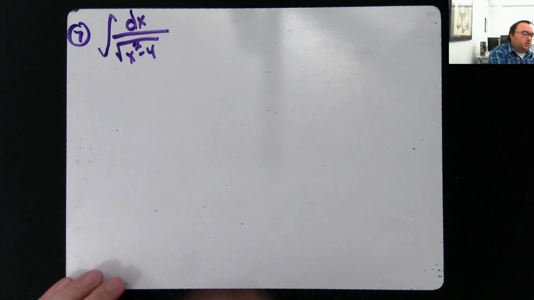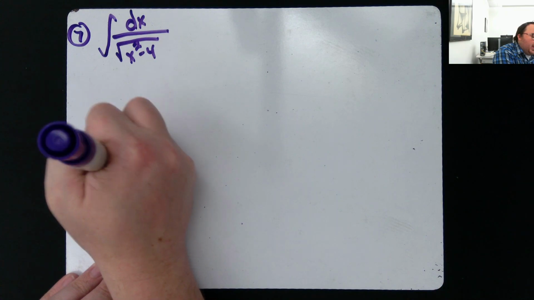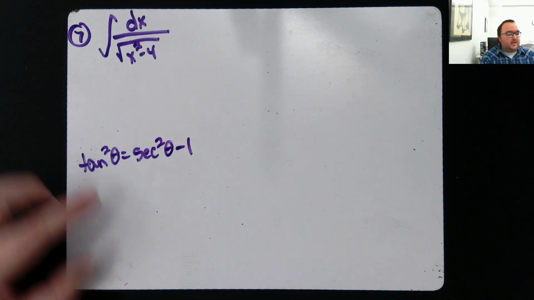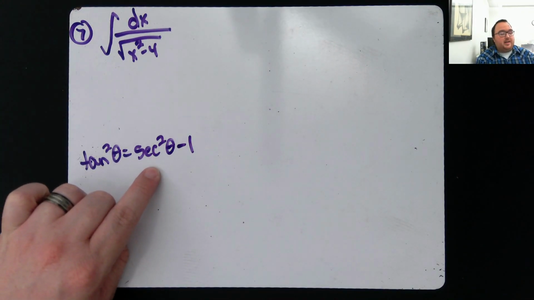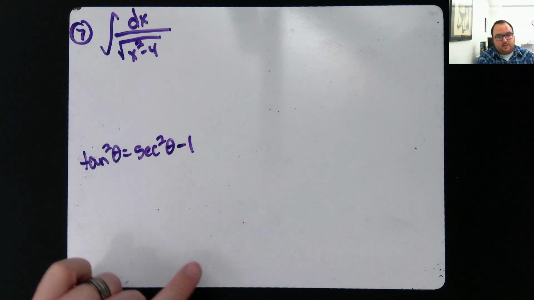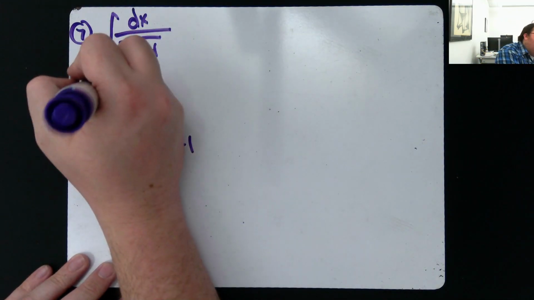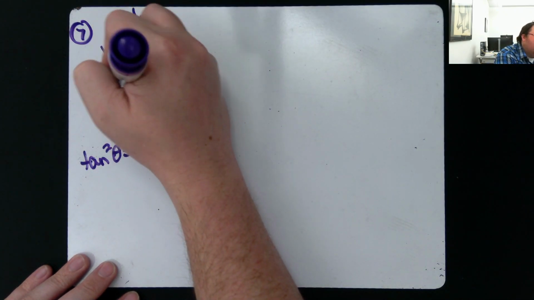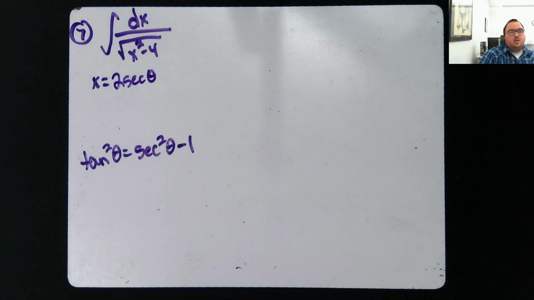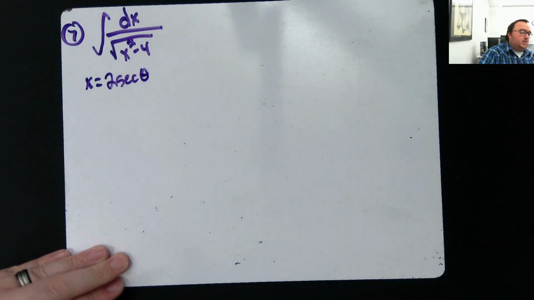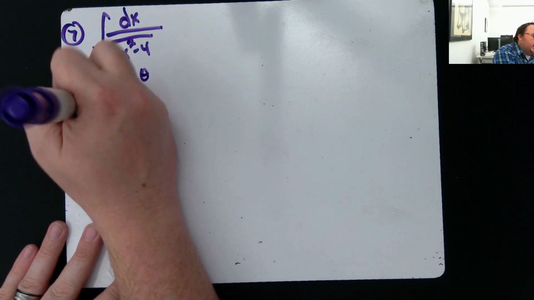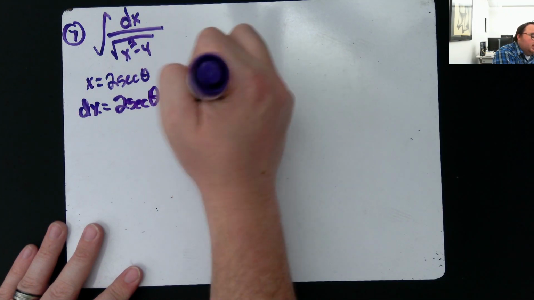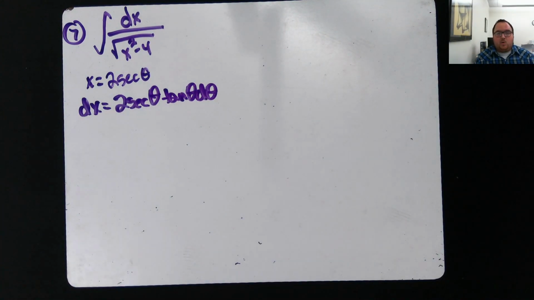So this time I'm going to use my rule that says tangent squared theta equals secant squared minus 1. This follows more of this form because it's something squared minus a constant. So for this one, x would be equal to, I have a 4 there, which means I want to use 2, so 2 secant theta. Therefore dx, the derivative of 2 secant, is 2 secant tangent d theta.